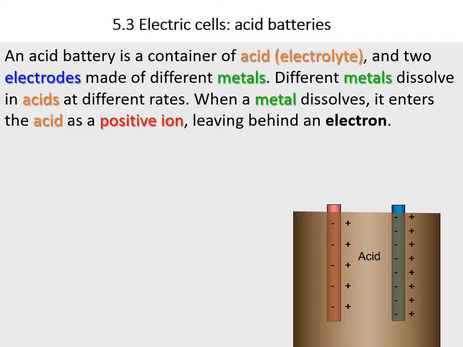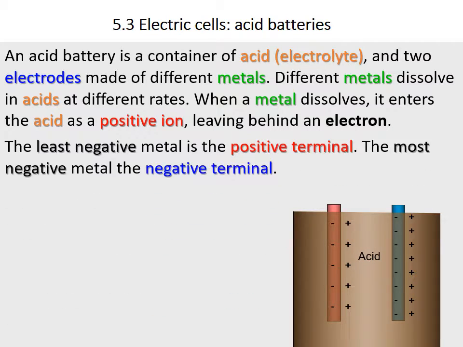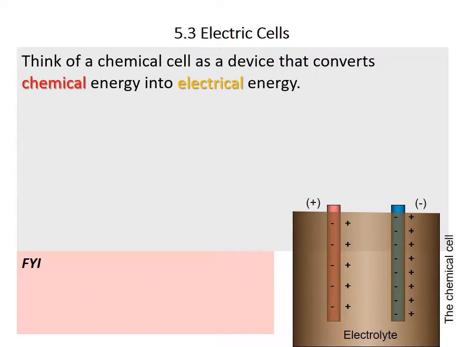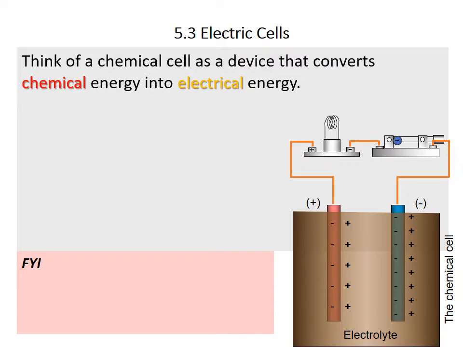The cations are supplied by the acid. Electrons come from the metals. The least negative metal is the positive terminal. The most negative metal is the negative terminal. Think of a chemical cell as a device that converts chemical energy into electrical energy. We will be drawing energy diagrams and analyzing them in topic 8.